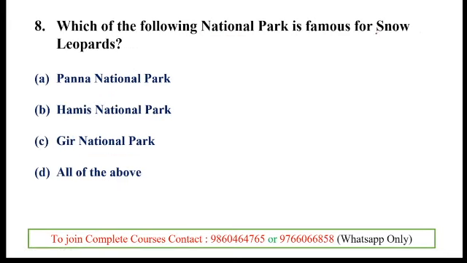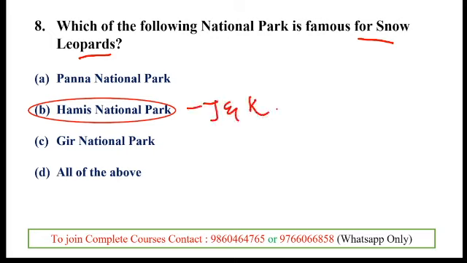Which national park is famous for snow leopards? Here snow leopards are mostly found in which of the following national parks? These questions are very important and frequently asked. Snow leopards are found in the Hemis National Park. The Hemis National Park is located in Jammu and Kashmir, and you can easily locate the place, and it is located in Ladakh.